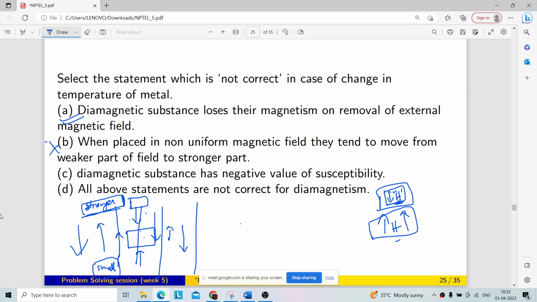Then the next one is diamagnetic substance has negative value of susceptibility. That's correct. We have seen this in the previous question. Negative susceptibility means the induced magnetic field will oppose the applied magnetic field. So this is correct. This is wrong. The last one is all of the above statements are not correct. That's not correct. Two are correct, one is wrong. So this is wrong and this is also wrong.